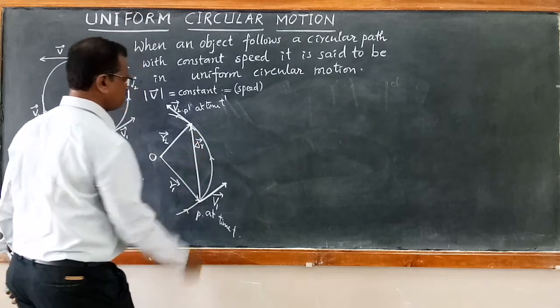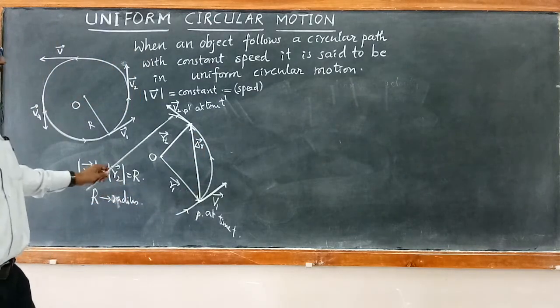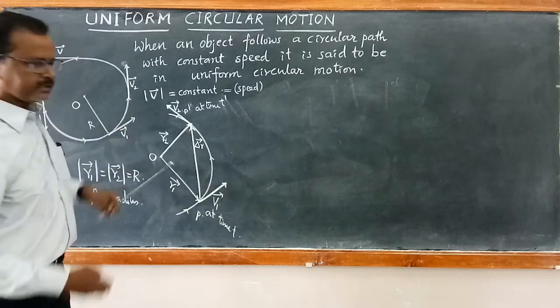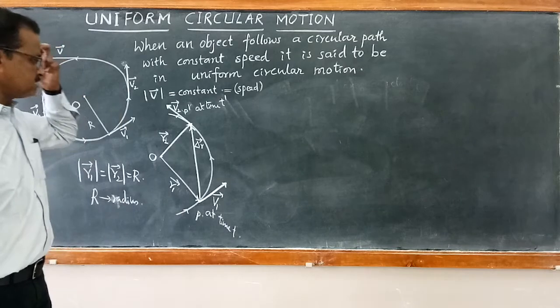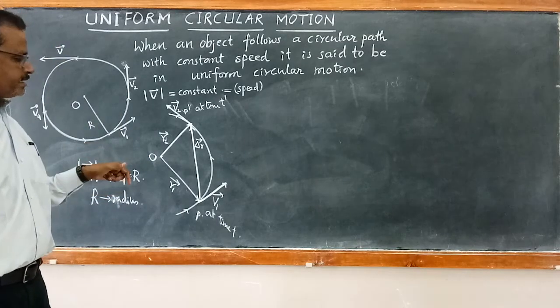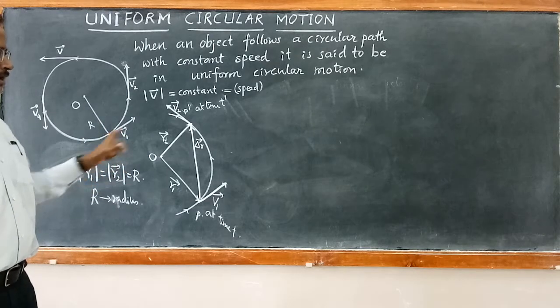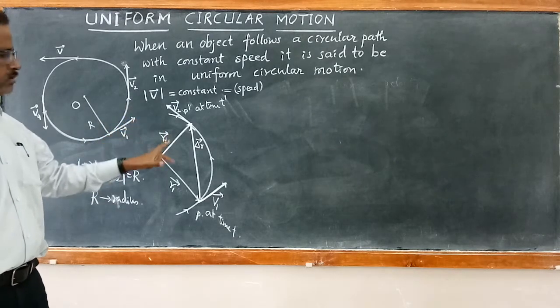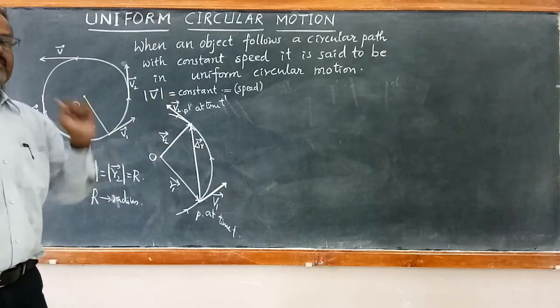Displacement is given by delta r. We know displacement delta r is r2 vector minus r1 vector. Final position vector minus initial position vector gives us the displacement vector delta r. Now we are interested in finding the acceleration value. We have concluded that it is accelerated motion. Now we will find out how much is the acceleration and what is the direction of acceleration.